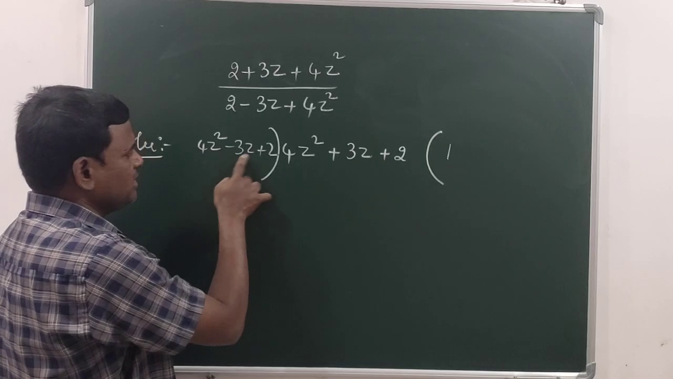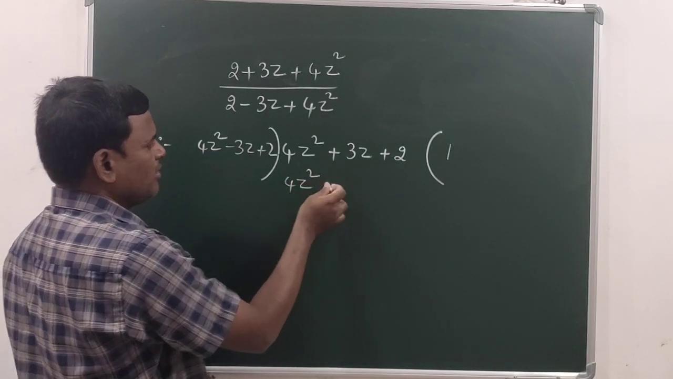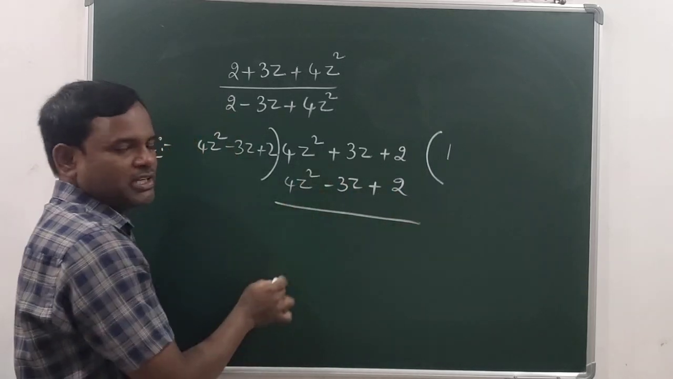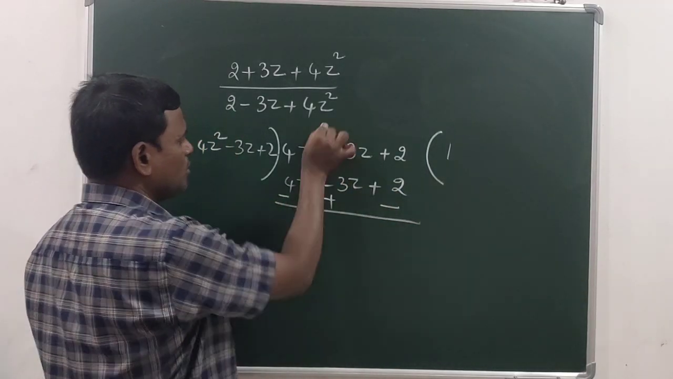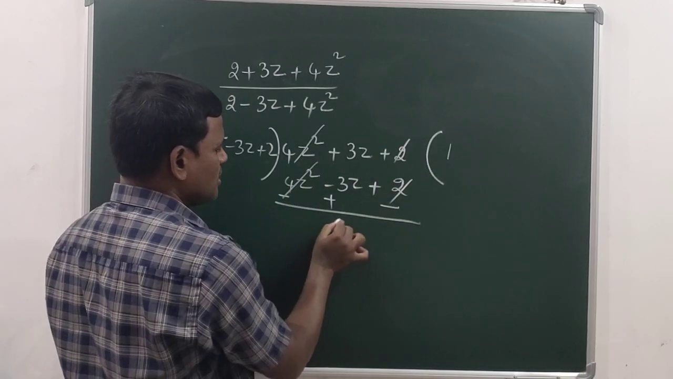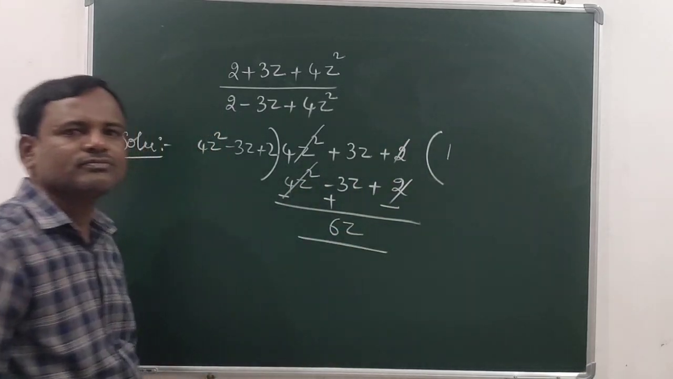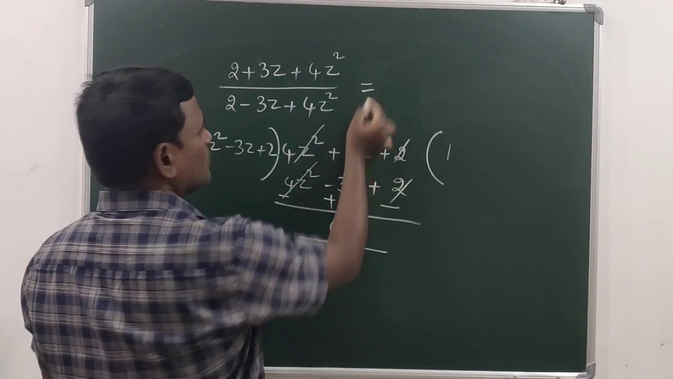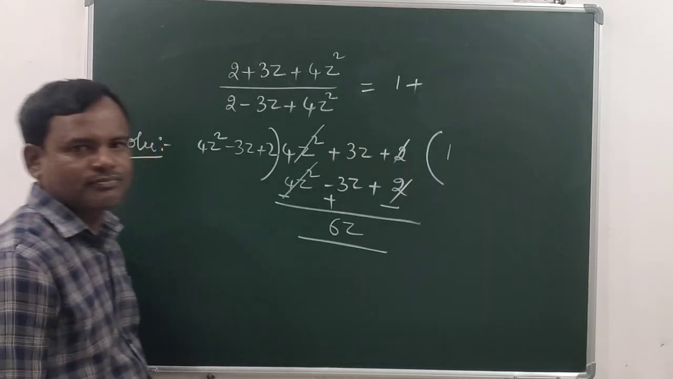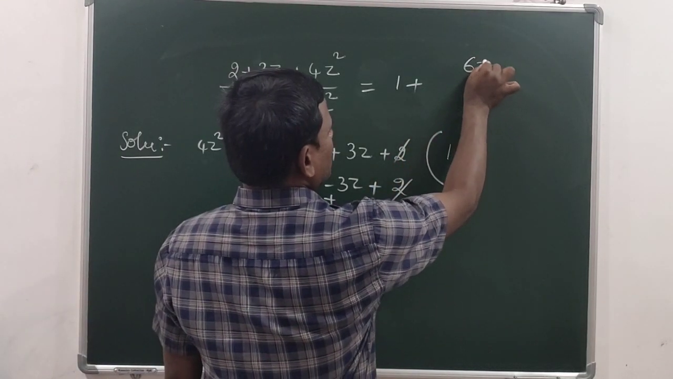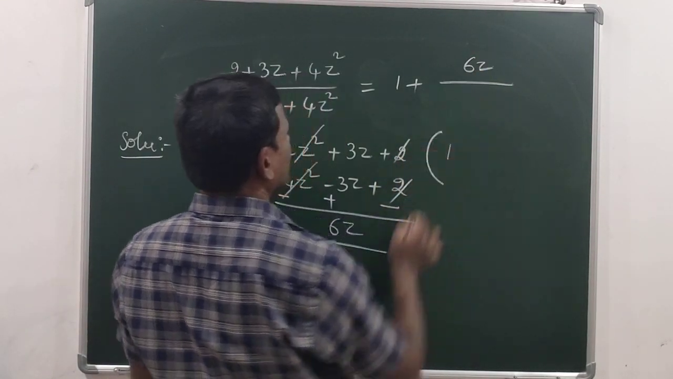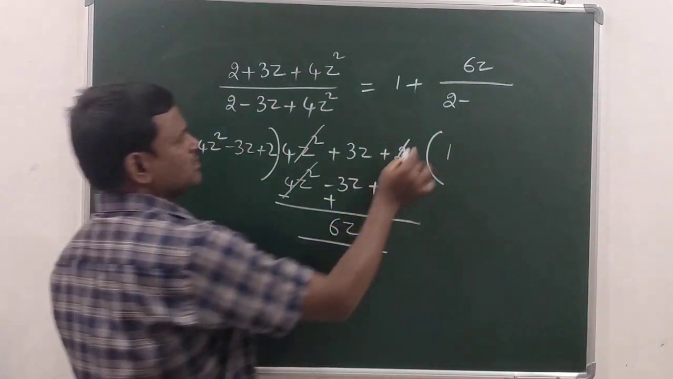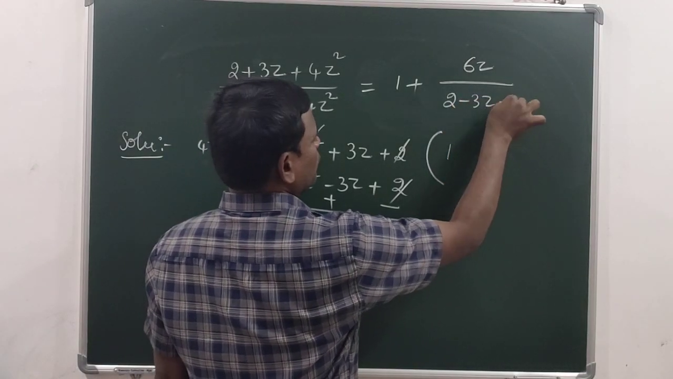Now multiply 1 with these three terms. Here 4z square minus 3z plus 2. Now subtract this from that. Minus plus minus, both of them cancel. 6z. Now this can be written as this quotient plus remainder 6z by divisor 2 minus 3z plus 4z square.